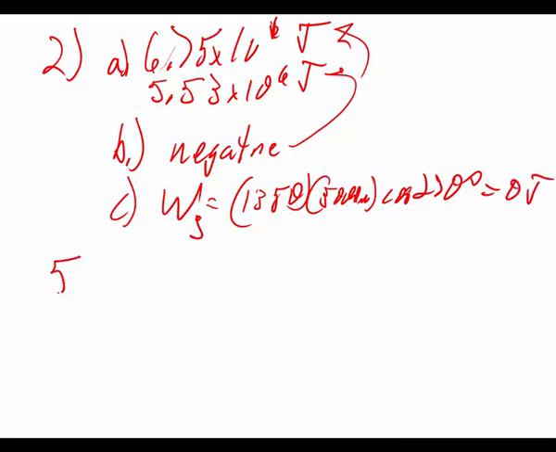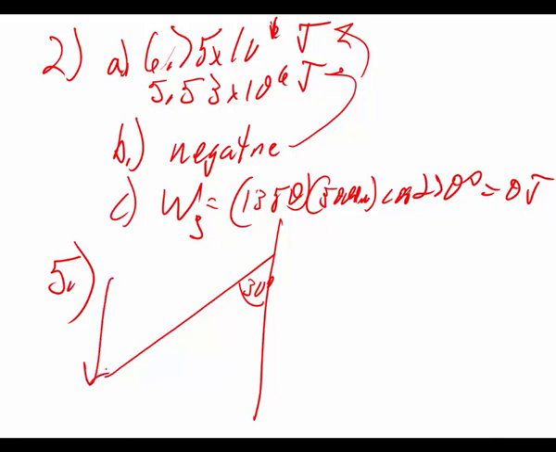0 joules. Now look at number 5 really quick. It says a 75 kilogram painter climbs a ladder that is 2.75 meters long and leans against a vertical wall. The ladder makes a 30-degree angle with the wall. How much work does gravity do on the painter? 30 degrees, right? Straight down is what? The painter's climbing up.